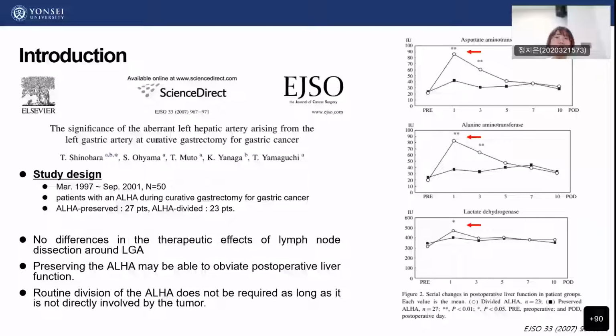In this study, there was no difference in the therapeutic effects of lymph node dissection around the left gastric artery between the two groups. And preserving the aberrant left hepatic artery may be able to obviate postoperative liver dysfunction. So the author suggested that at curative gastrectomy for gastric cancer, routine division of the aberrant hepatic artery does not need to be required as long as it is not directly involved by the tumor.